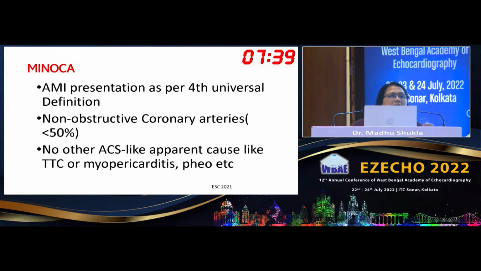So we labeled it as MINOCA, acute myocardial infarction presented as per the 4th universal definition of MI. And he has non-obstructive coronary arteries, that is less than 50% obstruction, and no other apparent cause like Takotsubo cardiomyopathy or myopericarditis or pheochromocytoma is present.